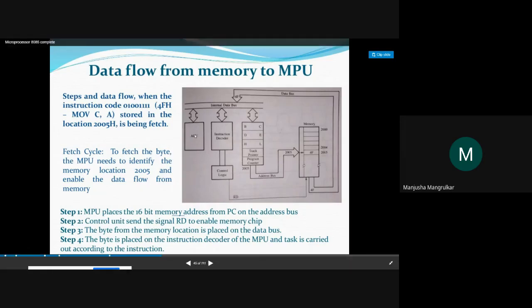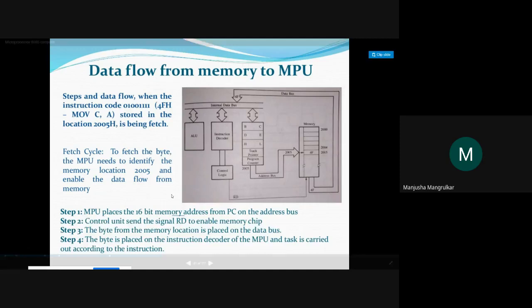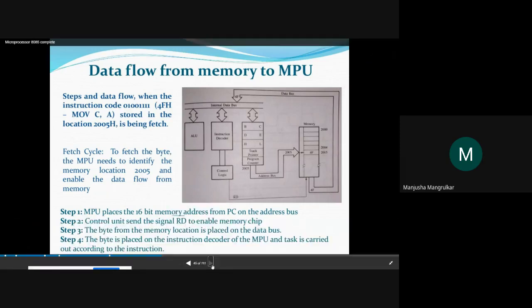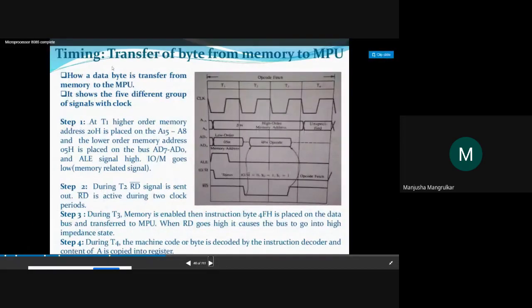4F means, for its understanding, to transfer whatever data is in the accumulator into the C register. So the data will be copied from the accumulator to the C register. That is our outcome, right?